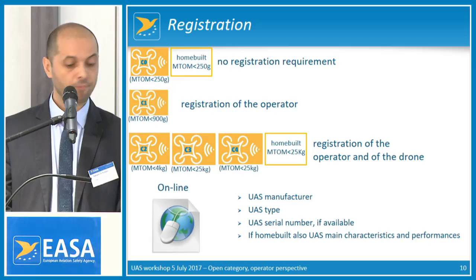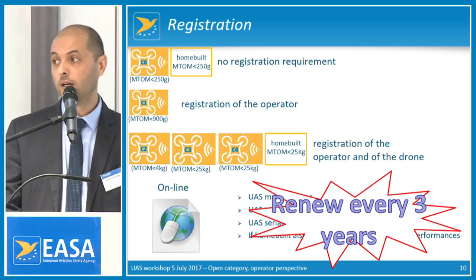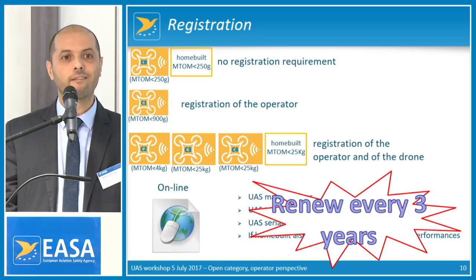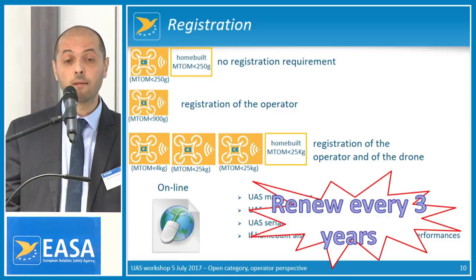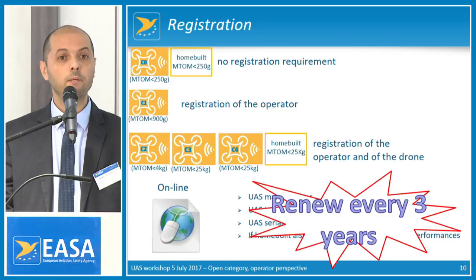We require to renew the registration every 3 years. Why this one? Because we saw that the life of drones is very short. Sometimes they don't last more than 1 year, then I buy a new drone. So if we don't sanitize the information inside the database, then it will be full of unusable information. So every 3 years, people need to go there and renew the registration process.